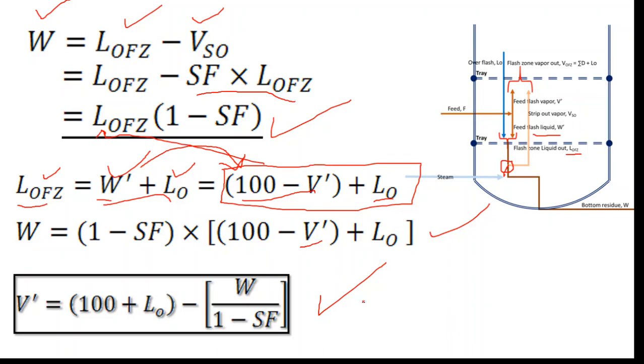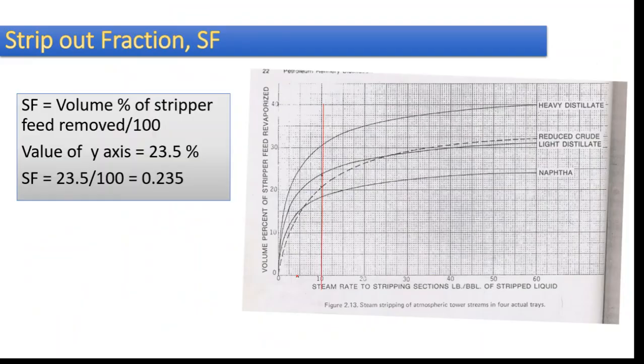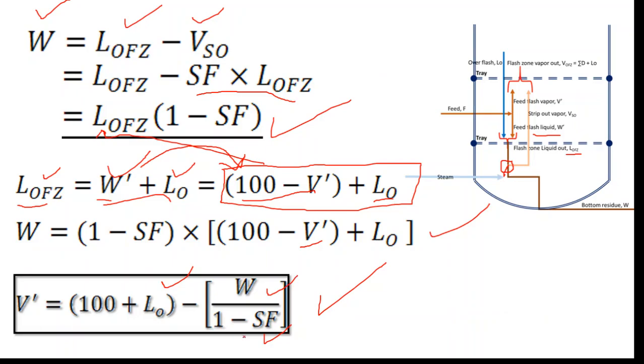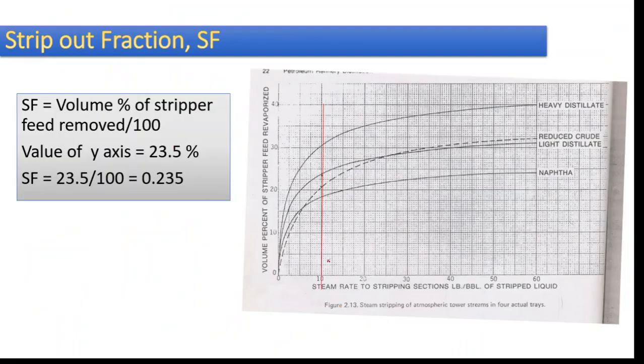So V dash is the feed flash vapor. Feed flash vapor can be calculated with the help of the overflash, strip out factor, and the bottom value. The only unknown parameter is SF. How can we get the SF value? This is a graph where we can find the value of SF.